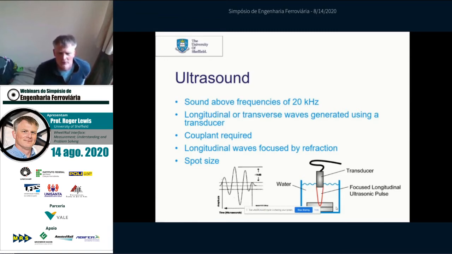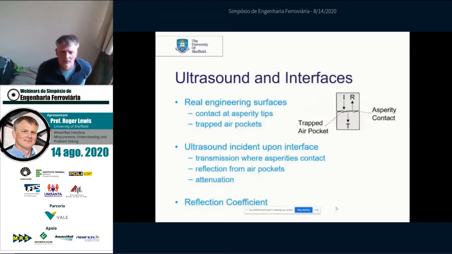The choice of transducer will be dictated by whatever application you're looking at. We have quite a big contact to aim at in terms of the wheel rail interface, so we don't need really high resolution. When you consider a real engineering surface, it has roughness, it has asperities, and that means when you load it against another surface, you get little pockets of trapped air. When ultrasound is incident upon an interface, where you've got metal-to-metal contact through the asperities, the ultrasound will transmit, but where you have air pockets, it will be reflected. So ultrasound reflects from an air interface.